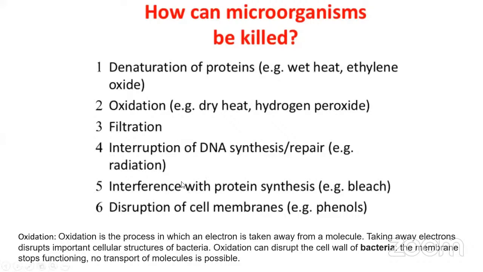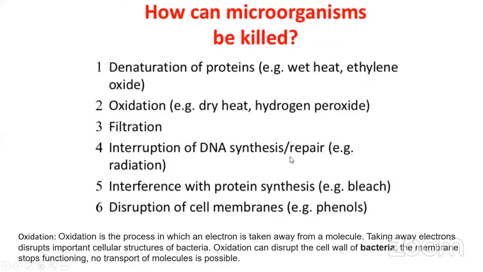Then, we just now said that protein denaturation happens due to sterilization. Sterilization will also interfere with protein synthesis. So there will be less protein synthesis in the microorganism, as a result of which microorganisms will be killed or eliminated. And the last method by which sterilization kills microorganisms is through the disruption of cell membrane.